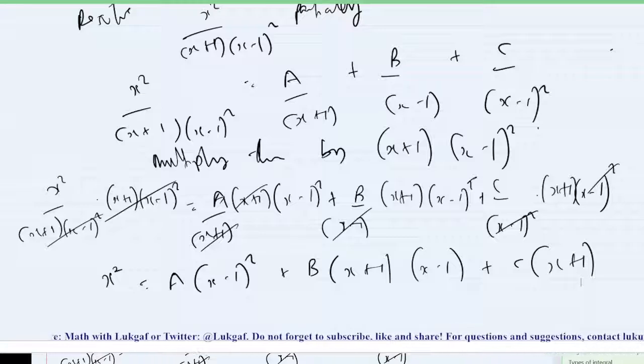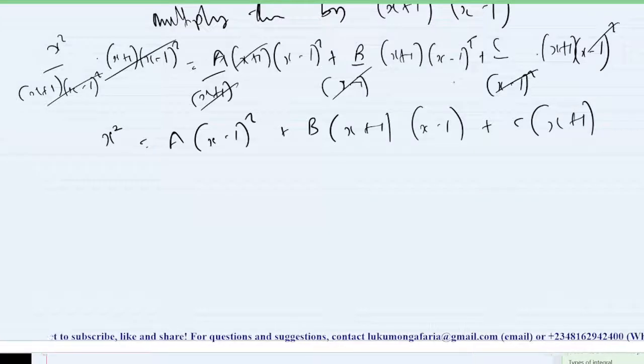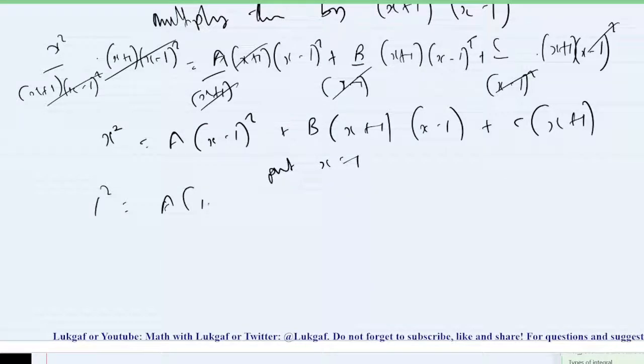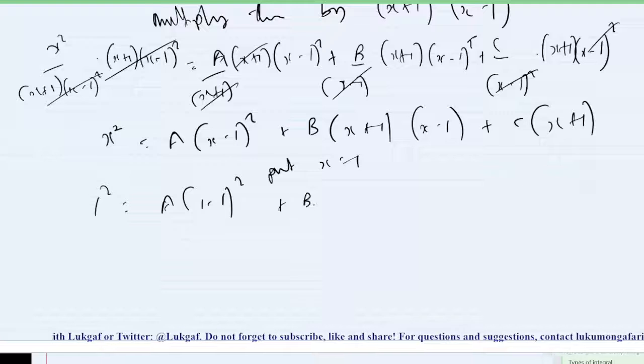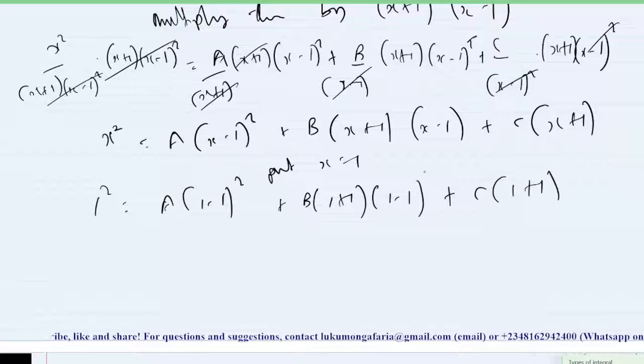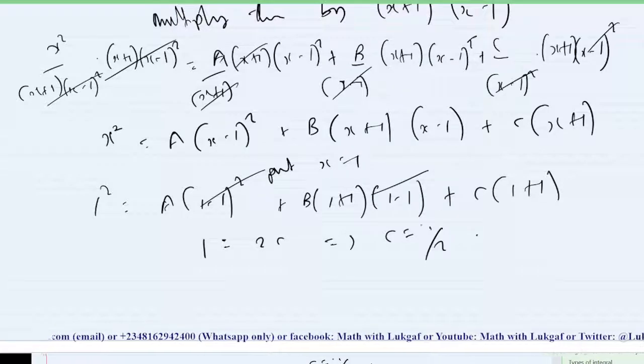So we want to find the value of A, B, C here. Based on the example I gave in the last question, here I can put s equals 1 such that if I substitute it here, this will vanish, and this will also vanish. So if we put s equal to 1, then I have 1 squared equals A into (1 minus 1) squared plus B into (1 plus 1)(1 minus 1) plus C into (1 plus 1). So these two are equal to 0. Then you have 1 equals 2C, which implies that C is equal to half.